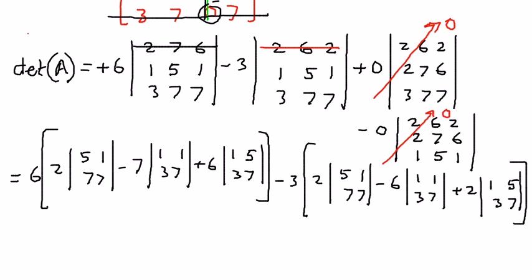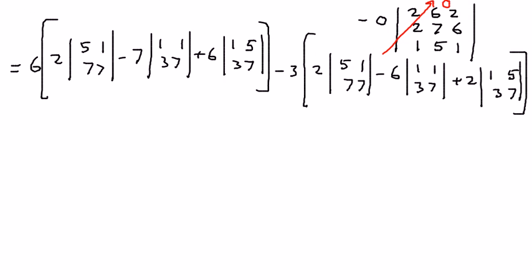Okay, and then plus 0, so we don't need to do any of that there. So therefore now we are ready to simplify this part. This is going to be 6 times 2 times, we're going to find the determinant of 5177, which is going to be, we're going to multiply the major diagonals and multiply the minor diagonals, take the product of that. That is going to be as follows.